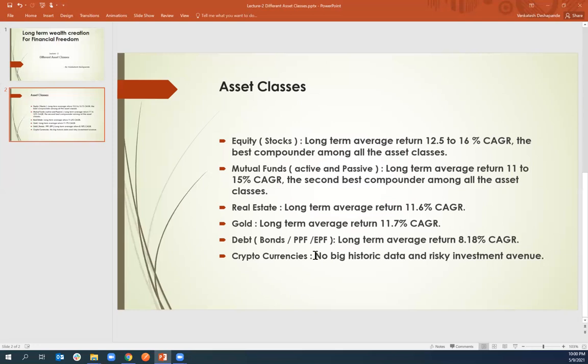So let's move upward with the next asset class, which is known as the debt asset class. Though I have listed bonds, PPF and EPF, right? These have a long-term average return of 8.18 CAGR. When I say CAGR, it's compounded annual growth rate, right? So an investor can take this path as well to build very long-term wealth.